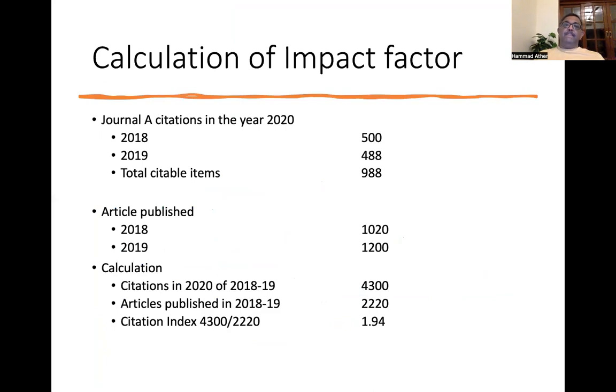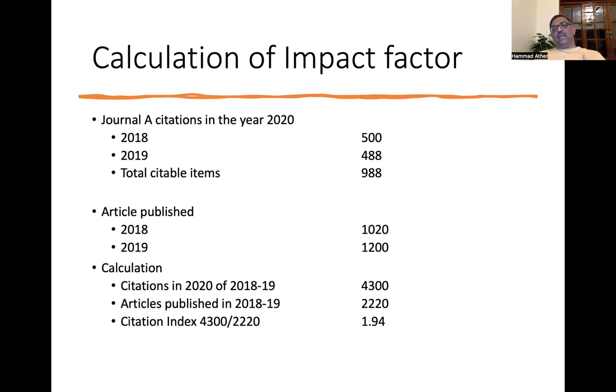Let's look at how it is done. It's pretty straightforward. How would you determine the impact factor of a journal? Take journal A, with citations in the year 2020. Journal A has published 500 articles in 2018 and 488 articles in 2019. So the total citable items published in that journal in the 2-year period preceding is 988. Now the citations to articles published in 2018 and 2019 are 1020 and 1200.